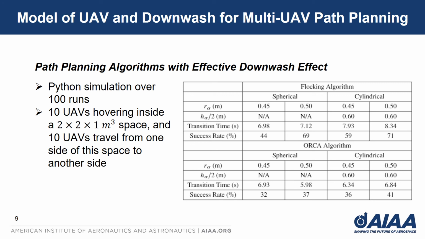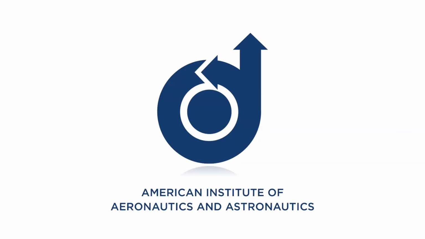As we can see from the chart, for both path planning algorithms, the cylindrical model has a higher success rate than the spherical model. And here the success rate is the share of cases where the UAVs did not collide or get stuck, and the UAVs successfully travel from their initial to final locations. And that's it for my presentation.